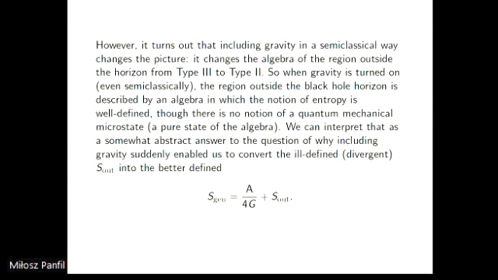However, it turns out that including gravity, even just semi-classically, changes the picture. The algebra changes from type 3 to type 2. So when gravity is turned on, the region outside the black hole horizon is described by an algebra in which the notion of entropy is well defined, though there's no notion of a quantum mechanical microstate, which would be a pure state of the algebra. We can interpret that as a somewhat abstract answer to the question of why including gravity suddenly enabled us to convert the ill-defined S_out into the better defined generalized entropy.